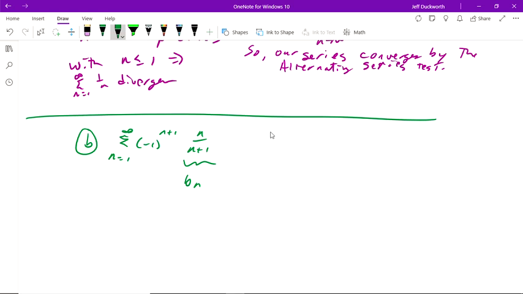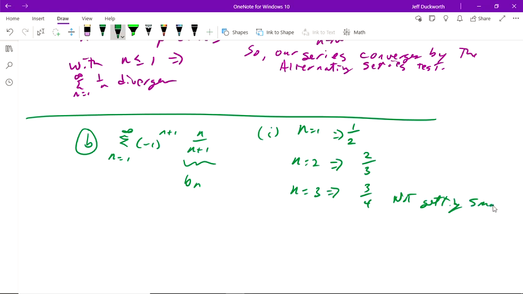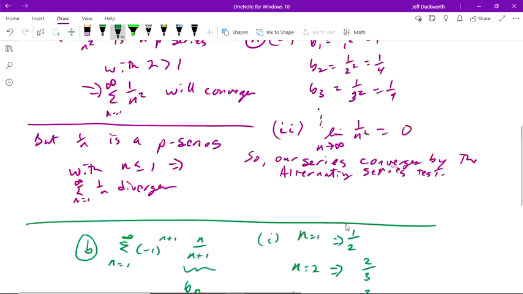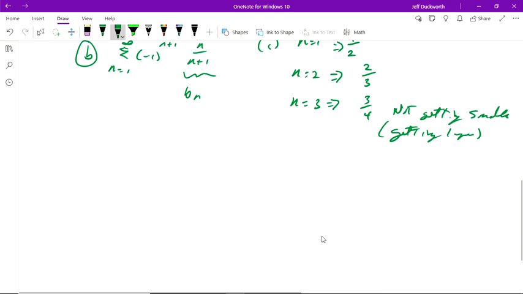As we go forward, we can test 1. So for n equals 1, we have 1 over 2. For n equals 2, we have 2 over 3. For n equals 3, we have 3 over 4. Well, what's happening here? They're not getting smaller. In fact, they're getting larger. So it's failed the first part, so we're already messed up. We don't have 1, so this is going to diverge.